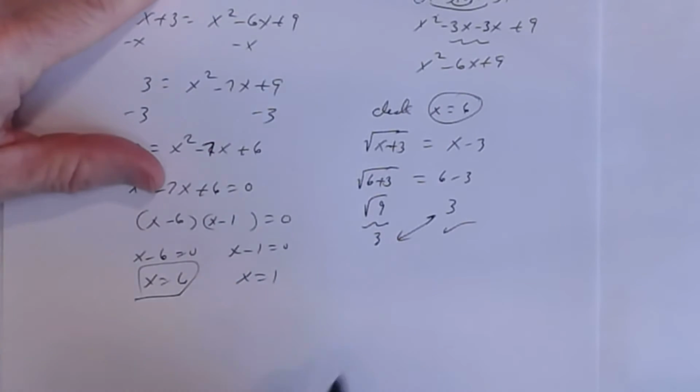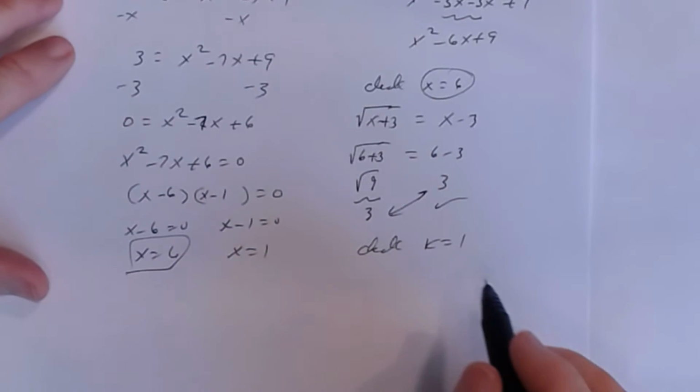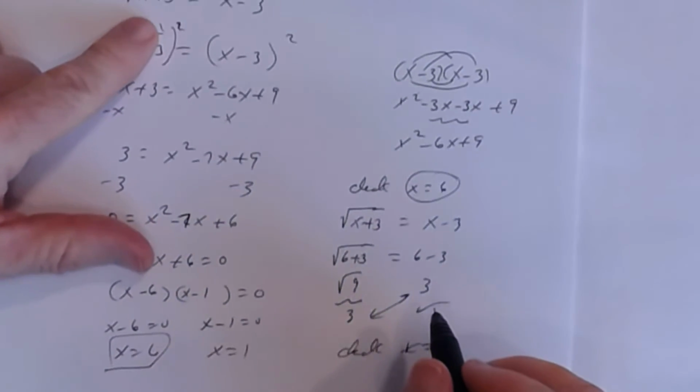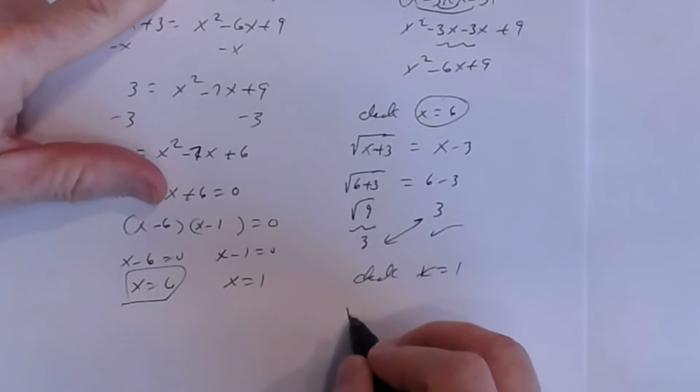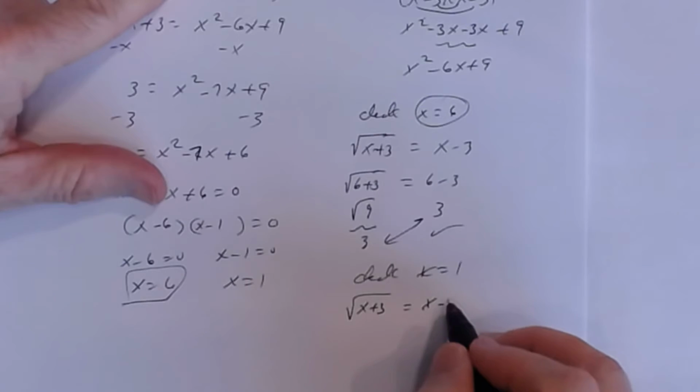Now let's check x equal 1. So when we check x equal 1, let's go back to the original. So I'm going to rewrite the original over. So square root of x plus 3 equal x minus 3.